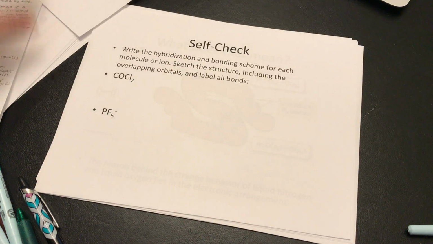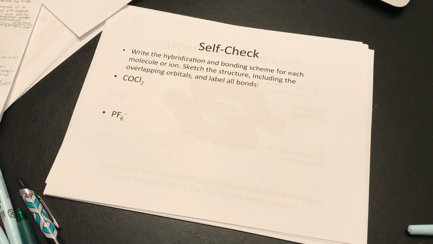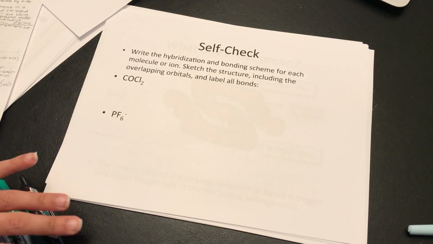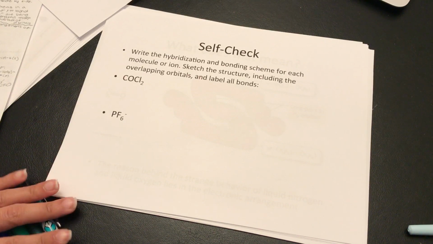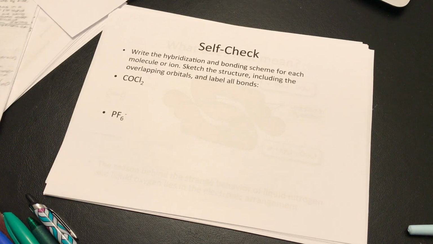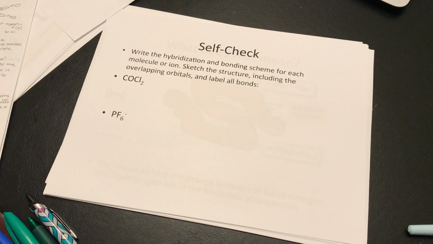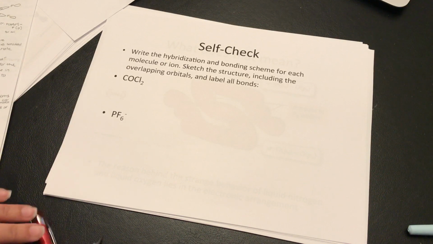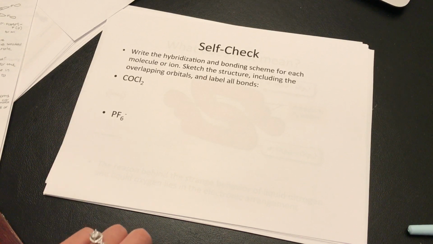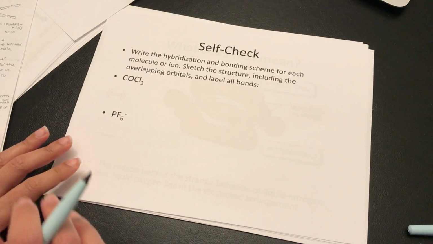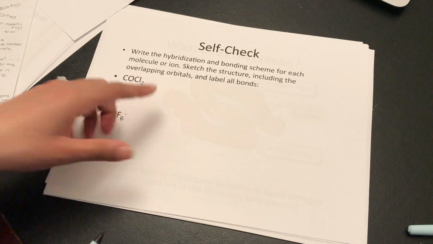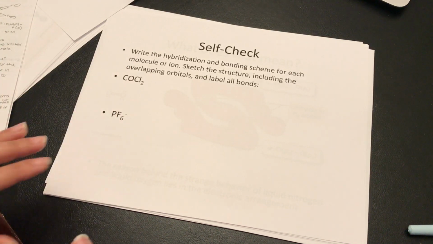All right, let's try another one. Write the hybridization and bonding scheme for each molecule or ion. Sketch the structure, including the overlapping orbitals, and label all bonds. Okay, so another little practice. This time, let's include the atomic orbitals as well, so we can see a little bit better what's going on. I'll be really specific on what I want on an exam, but let's do it for practice here. So let's say that this question asked also to include the atomic orbital arrangement.